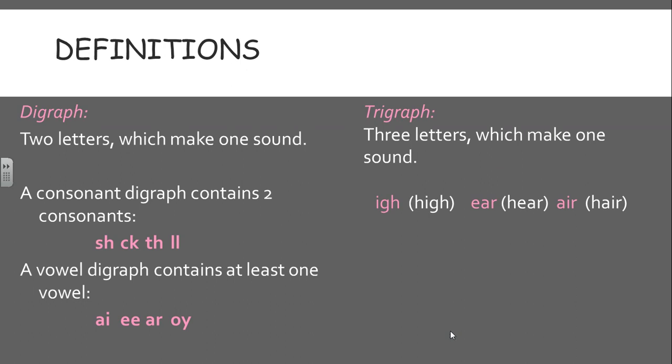Examples of consonant digraphs are sh, ck, th, and ll. A vowel digraph contains at least one vowel. Examples include ai, ee, ar, and oi. A trigraph is three letters which make one sound. For example, igh making the I sound.